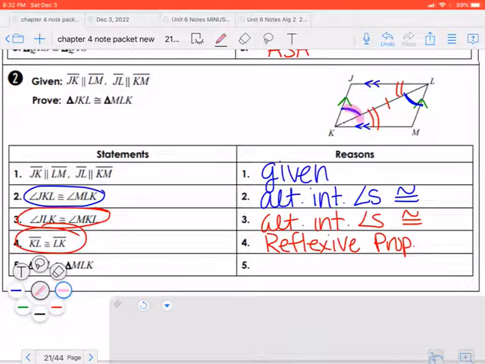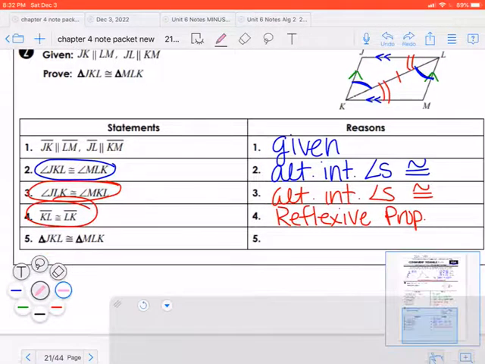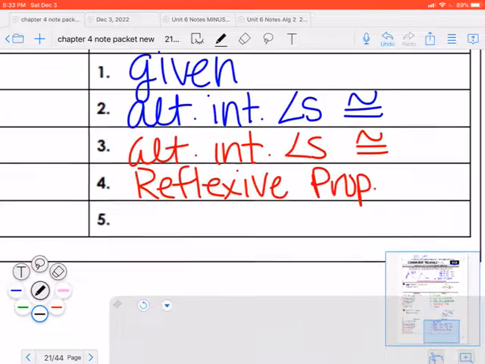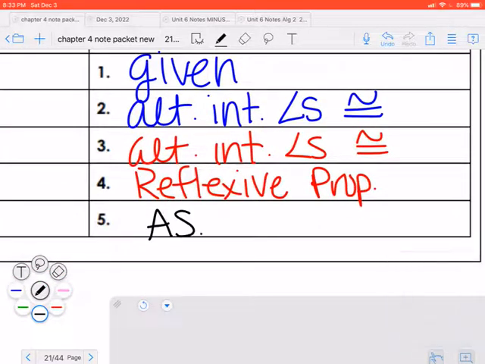We have angle, side, angle in each of our triangles. So now we can say what we were supposed to prove. JKL is congruent to MLK by angle, side, angle.